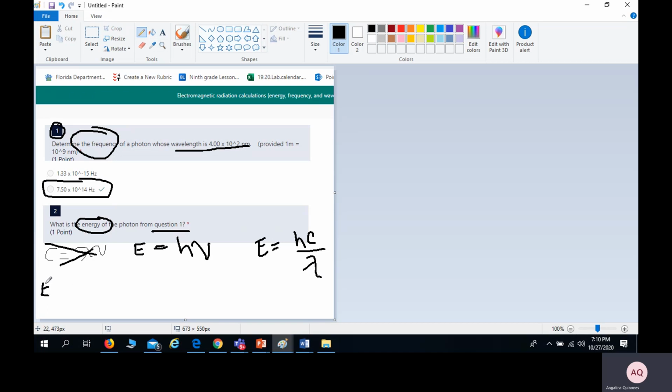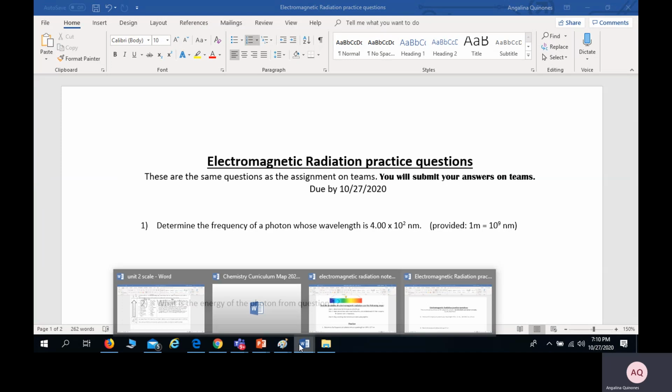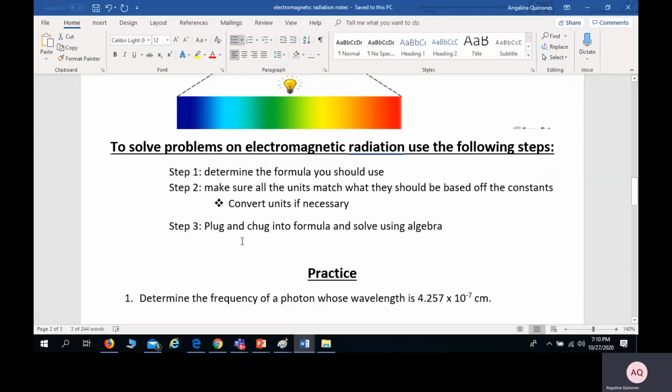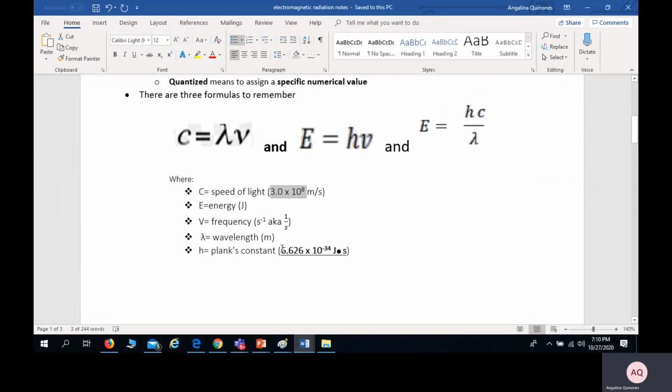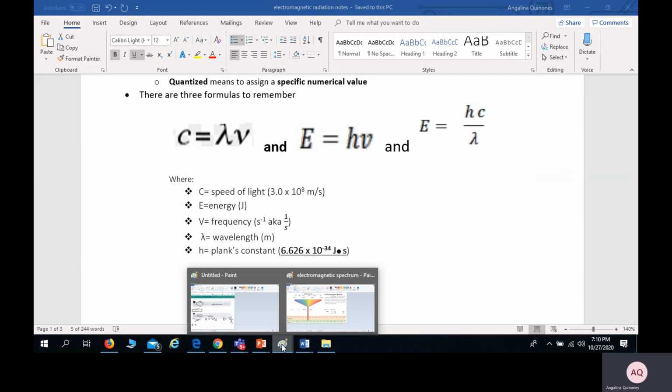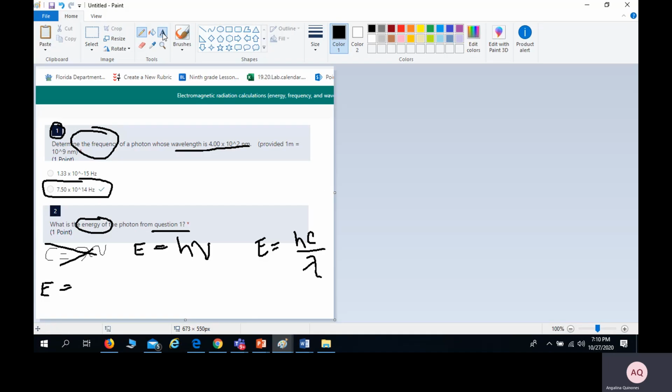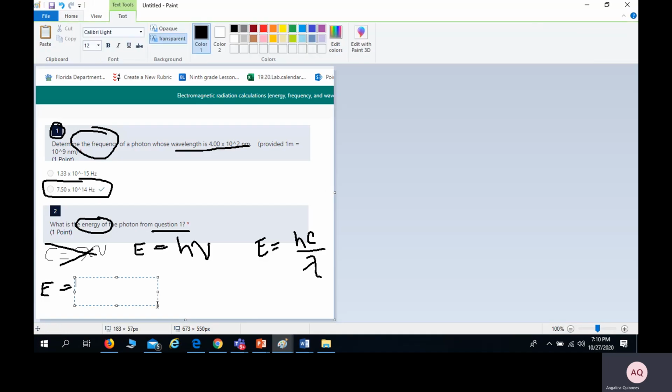Energy is equal to Planck's constant. In the notes that I gave you guys, you should see that Planck's constant is always going to be 6.626 times 10 to the negative 34th joules times seconds. So we're going to take that number and just write it in. All right. And there we go.